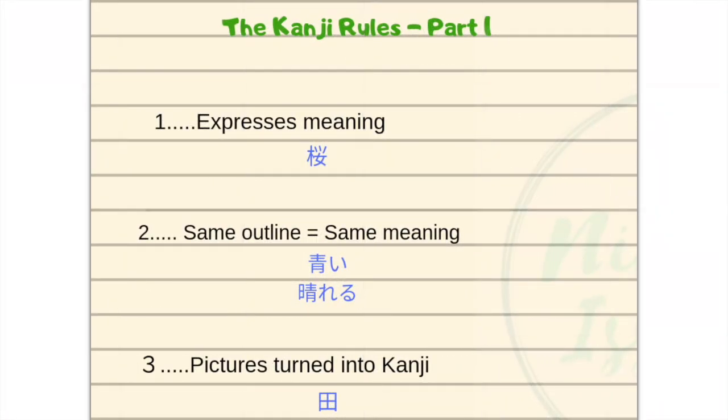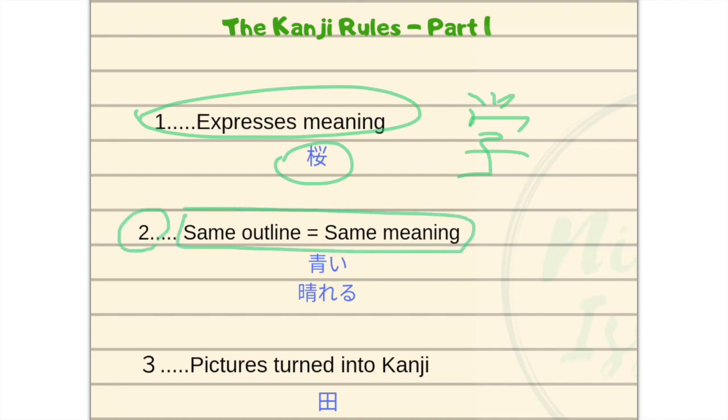The first three rules that we study are: number 1, kanji expresses meaning. Any kanji, for example, this or anything, has a meaning to it. The second is same outline is equal to same meaning, which means if two different kanjis have almost similar outlines, like in this case this portion and this kanji, then they have a similar kind of meaning. That is how you can derive the meaning of the kanji.